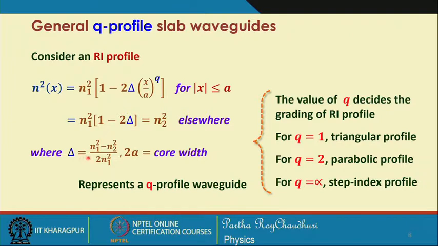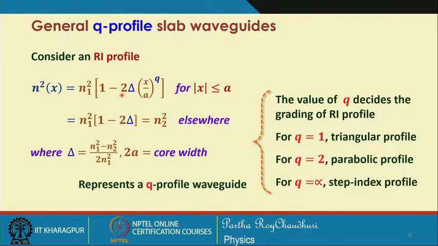where this delta is the relative core cladding refractive index difference, which is defined by n 1 square minus n 2 square by 2 n 1 square. So, if you expand this, this will become n 1 plus n 2 into n 1 minus n 2 divided by 2 n 1 square. For a very small difference in the refractive index, this becomes twice n 1 into n 1 minus n 2 by 2 n 1 square. So, that is another way of defining this, and this twice a is the core width. So, this represents a general graded index profile for slab waveguides.